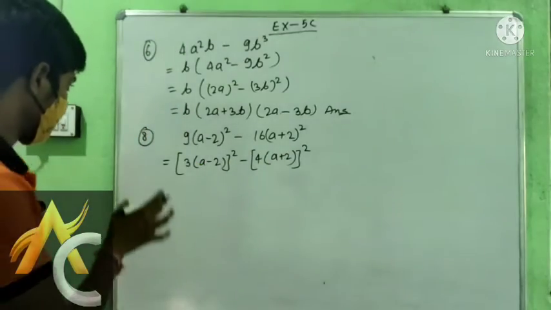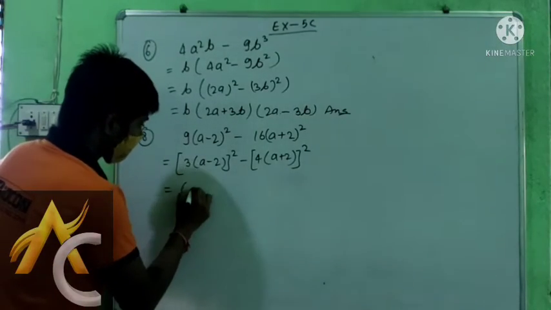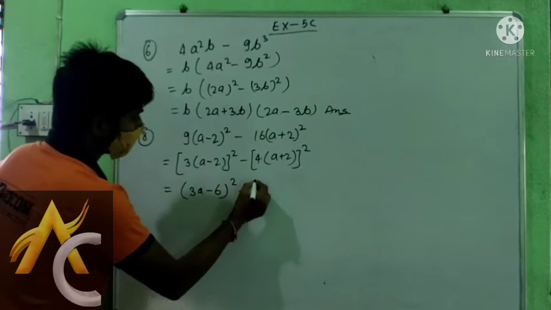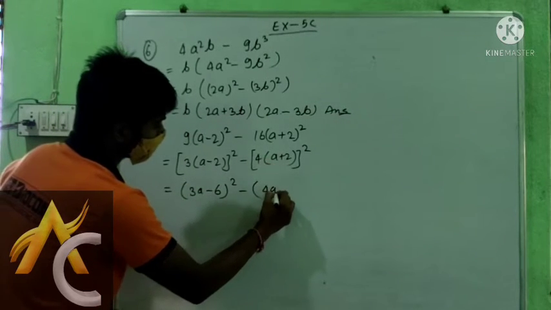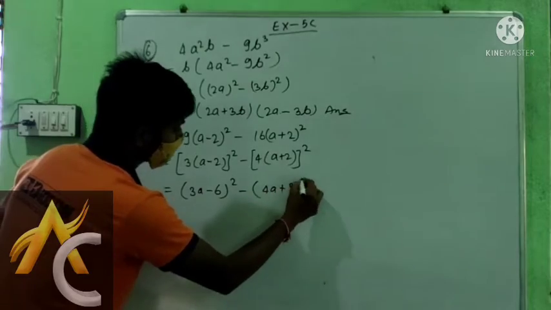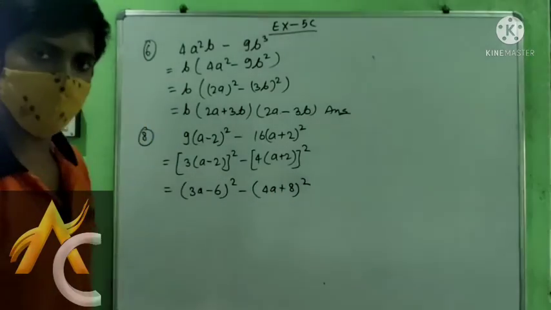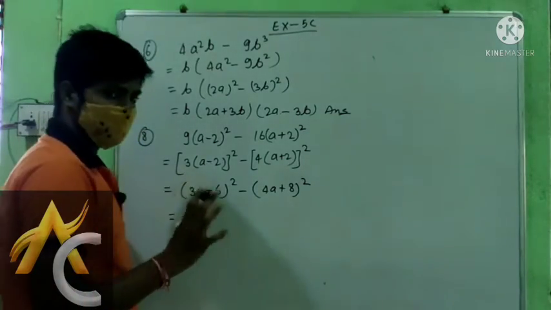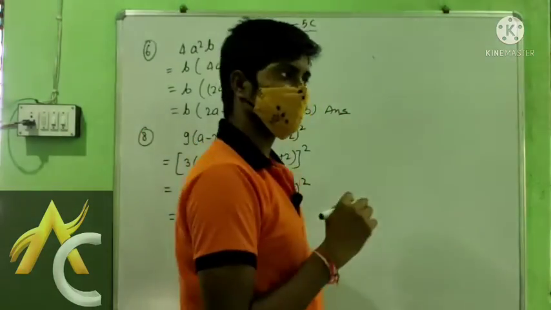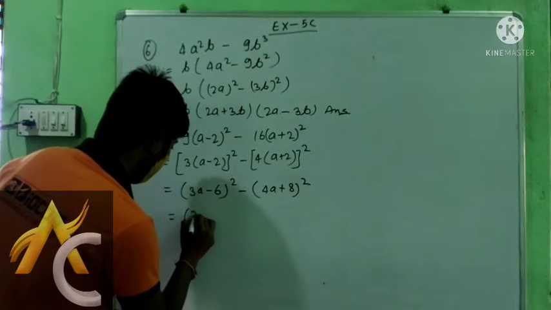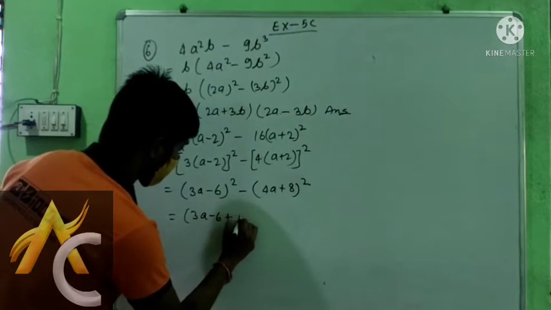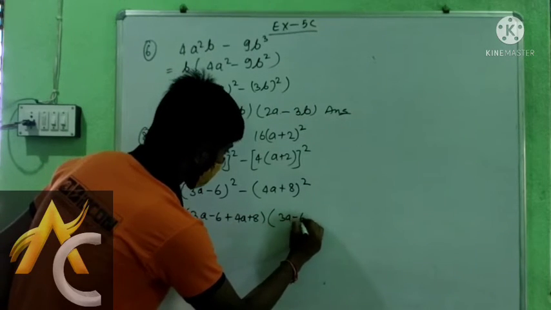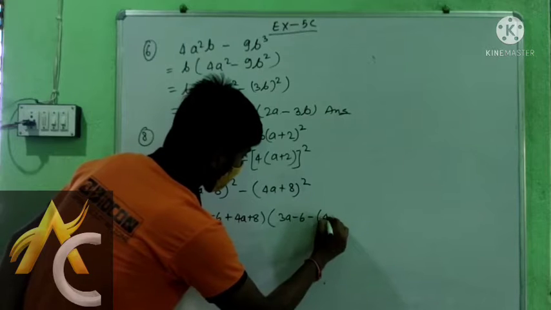Okay, this means it will be (3 into a becomes 3a minus 3 into 2 becomes 6) whole square minus (4 into a becomes 4a plus 4 into 2 will be 8) whole square. Now it is in the form of a square minus b square, right? So by using the identity a square minus b square is equal to (a plus b) into (a minus b), we can write (3a minus 6 plus 4a plus 8) into (3a minus 6 minus (4a plus 8)).